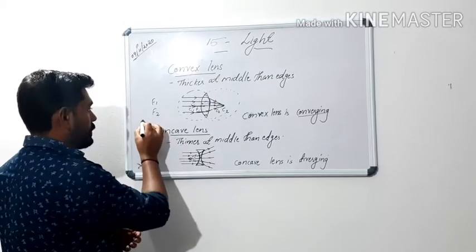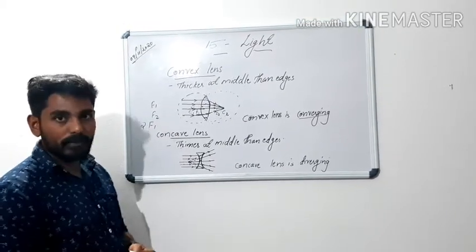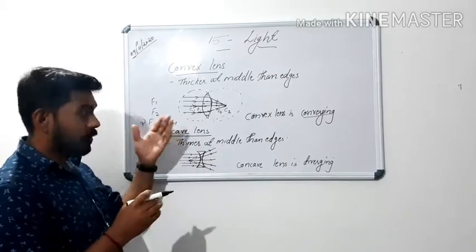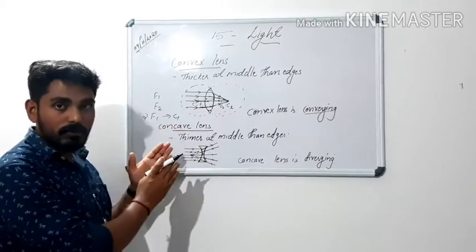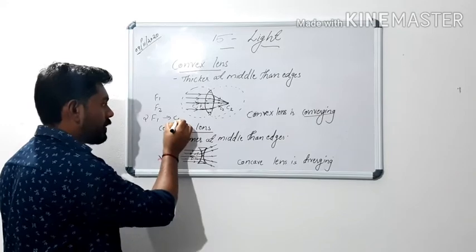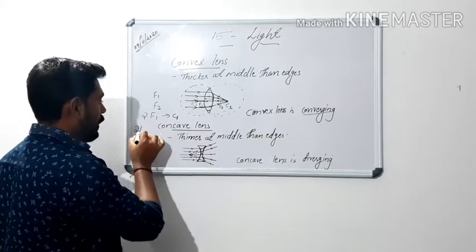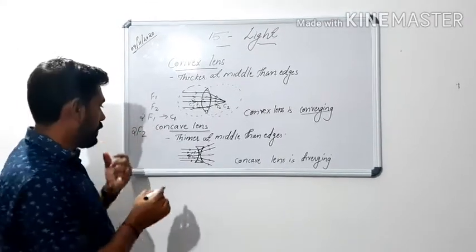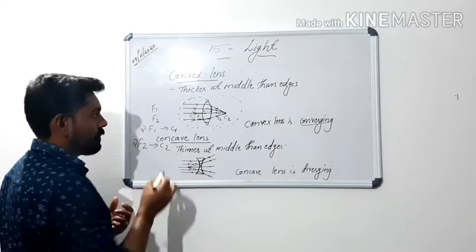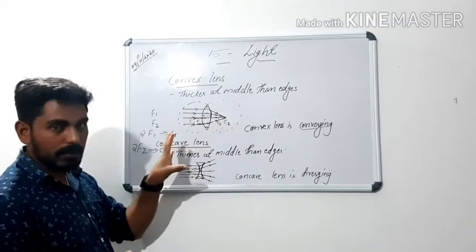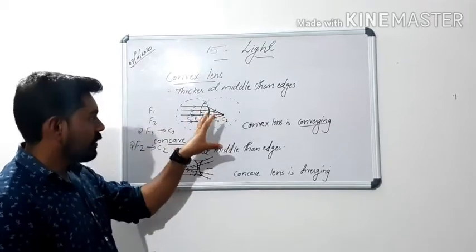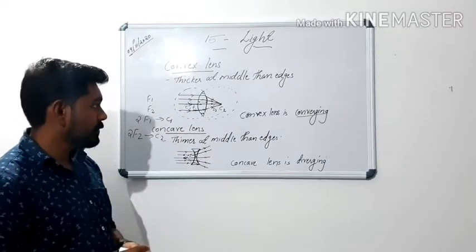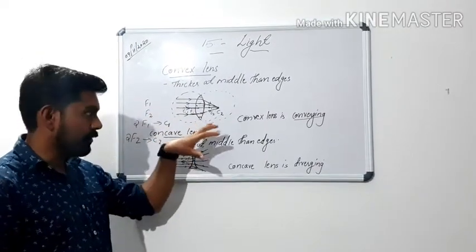Sometimes it will be indicated as 2F1. 2F1 is actually C1. 2 into F1 means the principal focus is half of the center of curvature, so it will be the center of curvature of the first surface. Sometimes it will be 2F2, that means twice the principal focus of the second surface, so it will be C2. Always remember that there should be two principal focus and two centers of curvature.